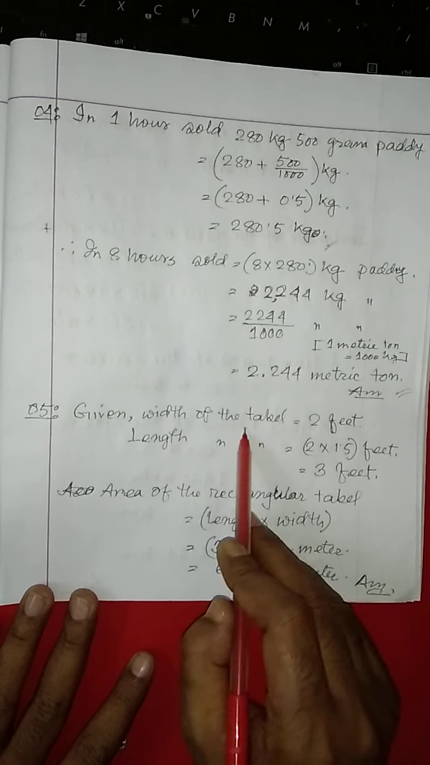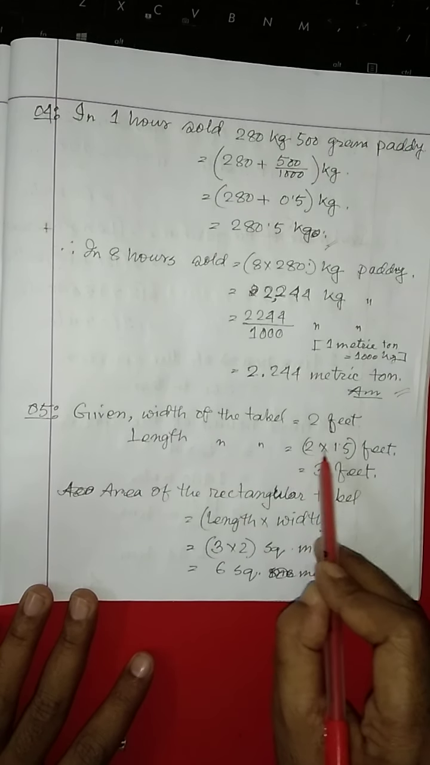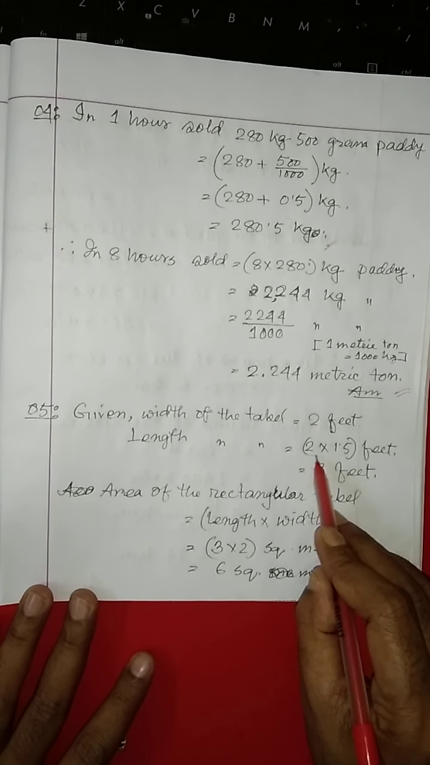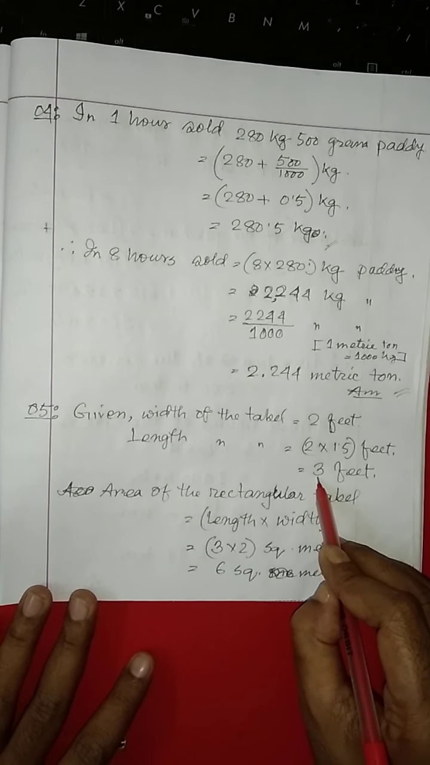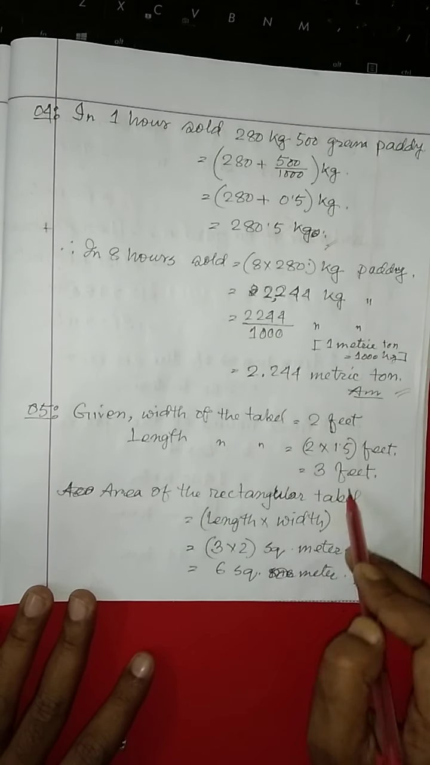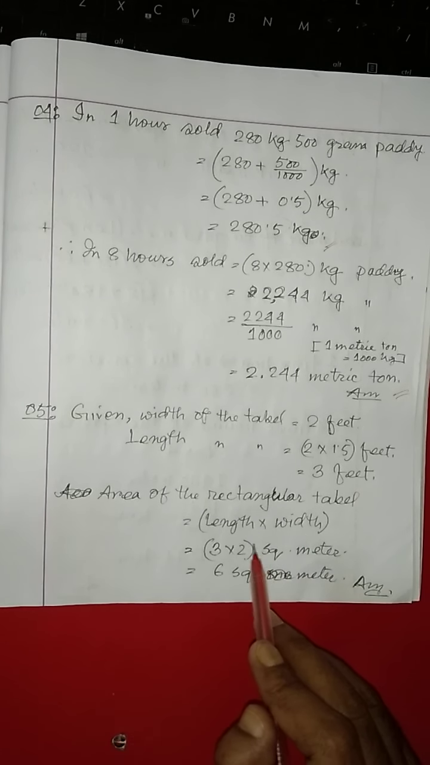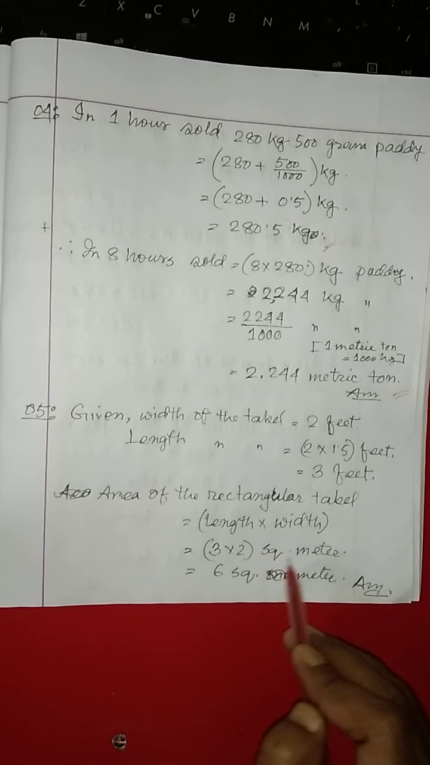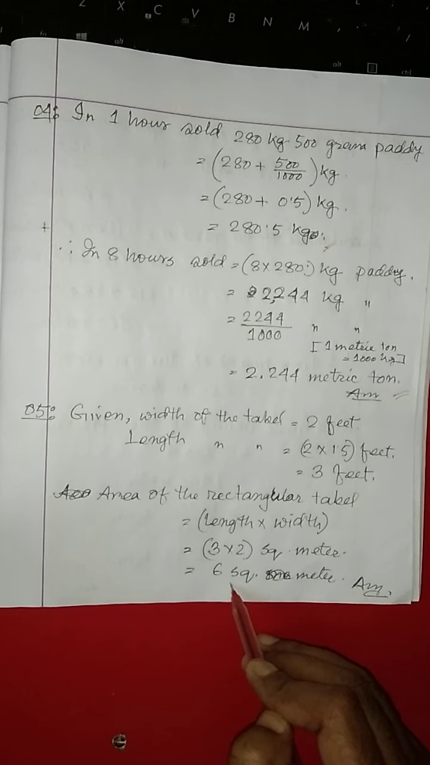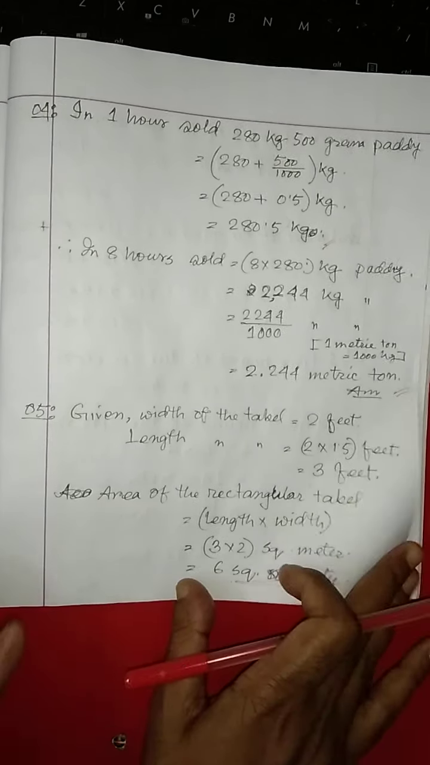So given width of the table is 2 feet and length equals 2 into 1.5 feet. So we will multiply, here we get 3 feet. So width is 2 feet and length is 3 feet. So area of the rectangular table, we know that the area of a rectangle equals length into width. So length into width, 3 into 2 equals 6 square feet. It will be square feet.